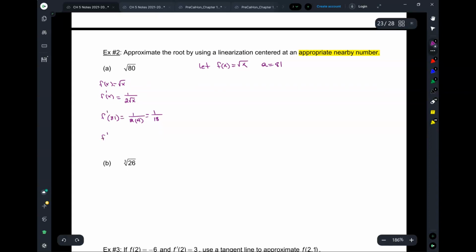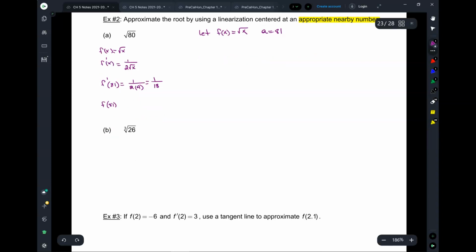Because you want something in here that is easily evaluated. So did you purposely pick 81 because you knew it would eventually be squared? Right. So remember, look how it says pick an appropriate number nearby. So you wouldn't pick 79. Exactly. You want to pick the very closest root or perfect square.